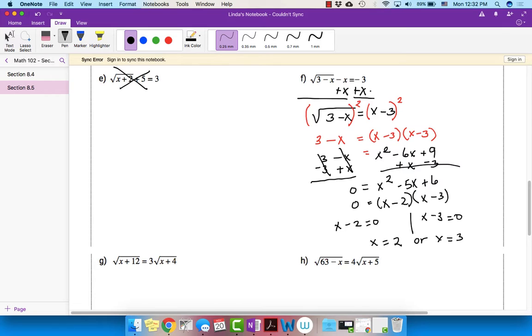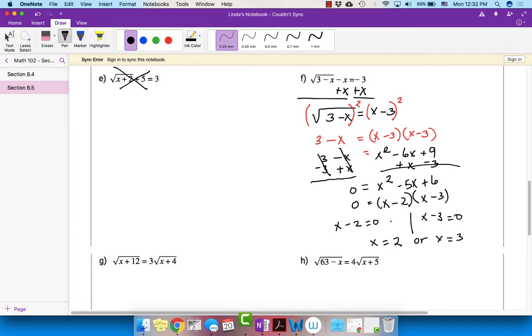Okay, I have to go back and double check that. I can use the original problem here. Let's start with s equals 2. If s is 2, I'm going to have 3 minus 2, which is the square root of 1. The square root of 1 is 1, and 1 minus 1 is going to be 0. Is 0 going to be equal to negative 3? Not quite. So this is an extraneous solution.